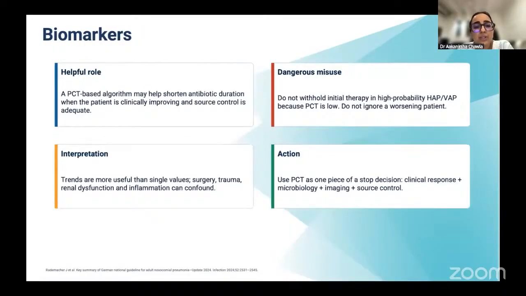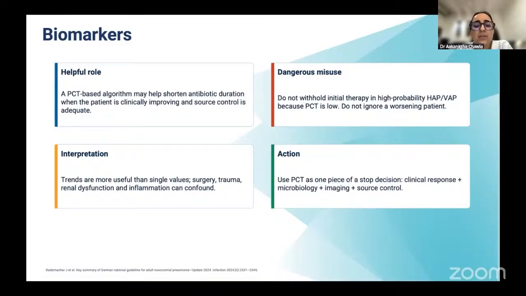Biomarkers are useful not as the decision makers for choosing the empirical therapy or deciding on your antibiotic therapy, but for de-escalation and maybe for assessing response. So do not use PCT or CRP alone based on the value, and don't use one single value. Use the trend for these biomarkers, both for procalcitonin as well as for CRP.